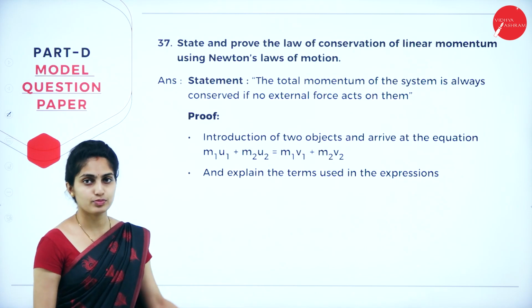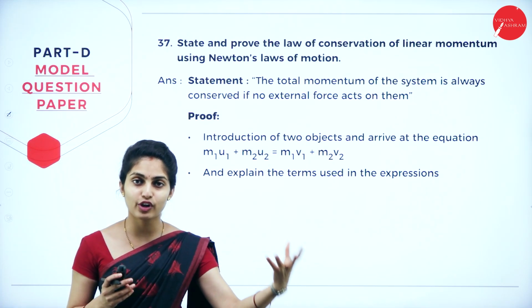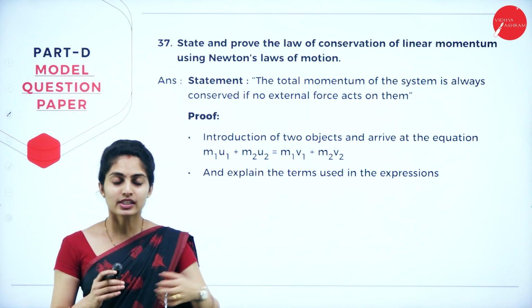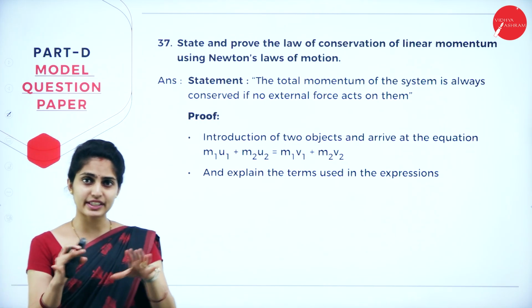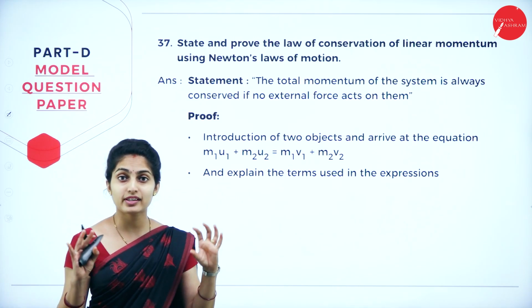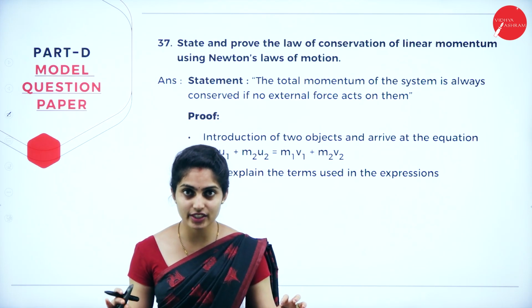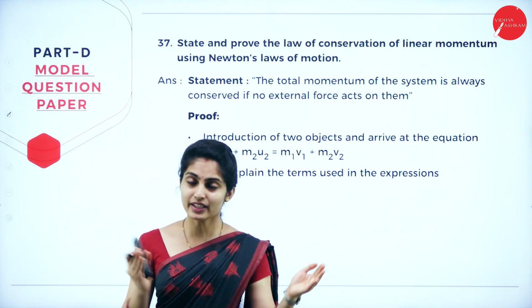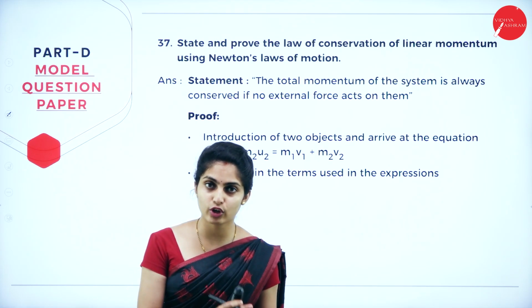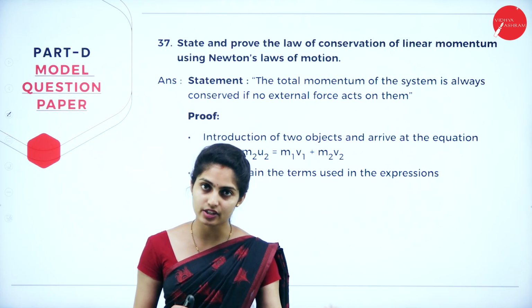Introduction of 2 objects. We have to consider 2 objects moving with certain velocities and having certain masses. That is how you introduce the set of apparatus you are using here. You will be considering 2 balls. Both are in the initial condition, body A and body B, and when body A moves with a certain velocity, it hits body B. Those are the general introductions.